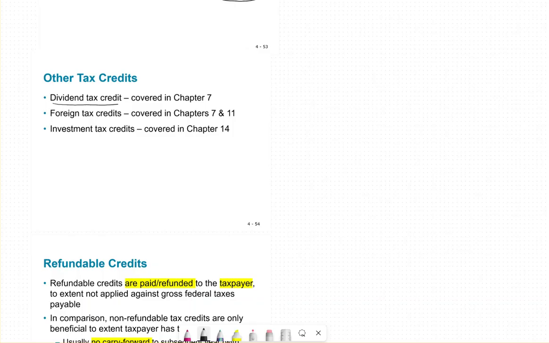Going further, we have a dividend tax credit when you invest in another company. When you invest in common shares, in return you get a dividend, and we're allowed a dividend tax credit. That will be covered in chapter 7. We have a foreign tax credit if you're working for foreign companies, for example in the US. That will be covered in chapters 7 and 11. If you invest money, you get an investment tax credit. That will be covered in volume 2.